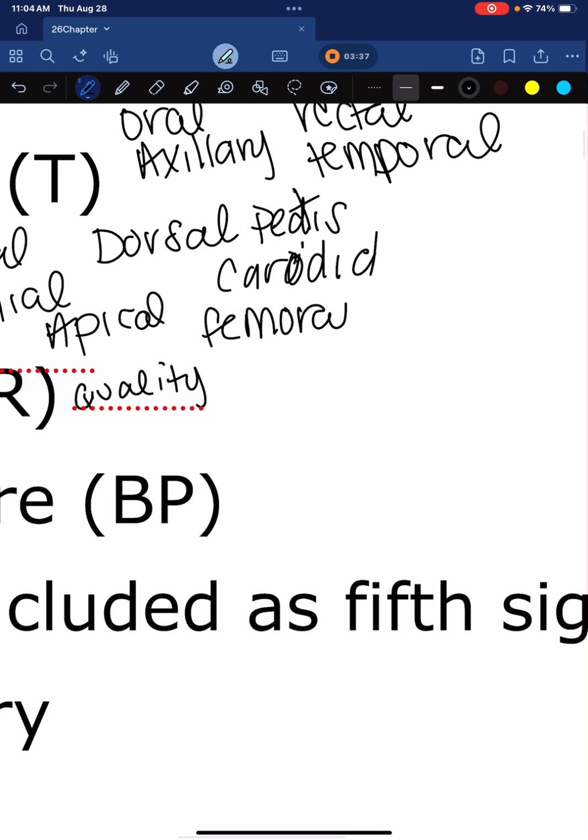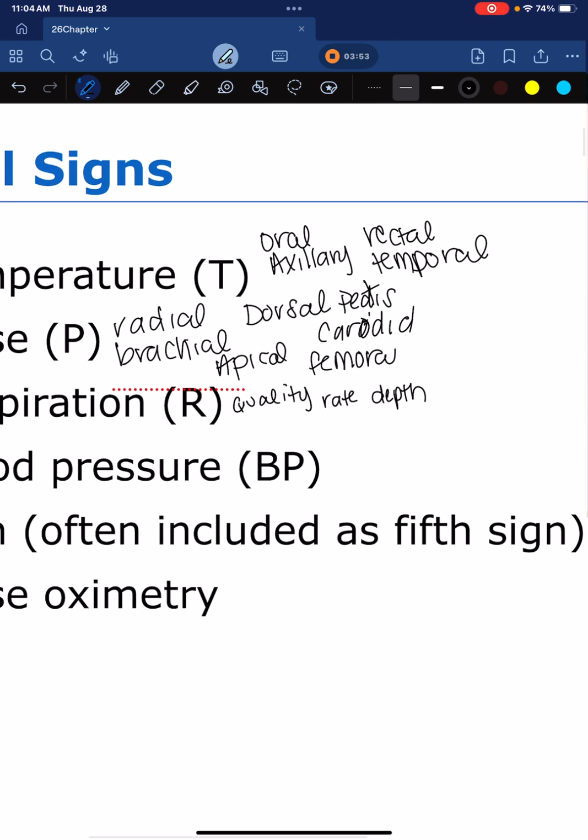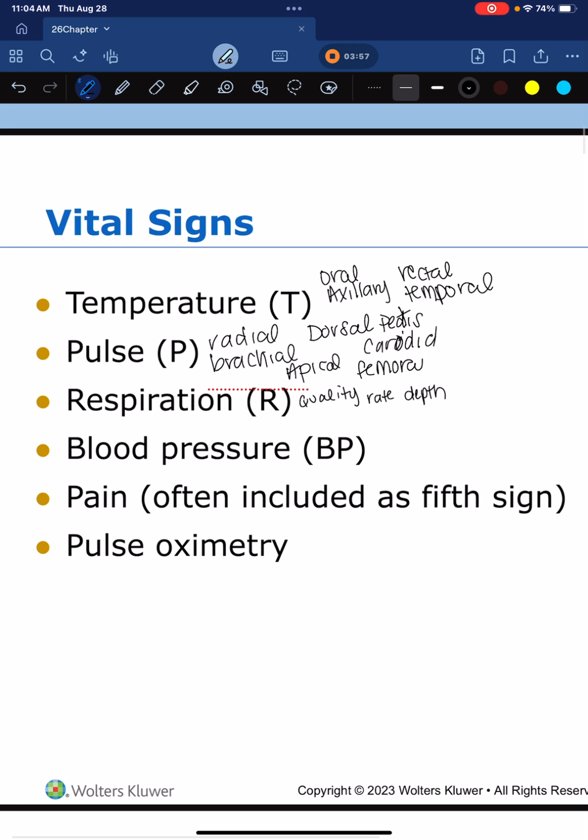Okay? The blood pressure. How can we assess a blood pressure? Manually, so that's with a stethoscope in your ears and pumping it up ourselves. What's another way? Monitor. Pressing the button on the monitor. Okay. Where can you do a blood pressure? Arms, legs, calf, never around the neck.